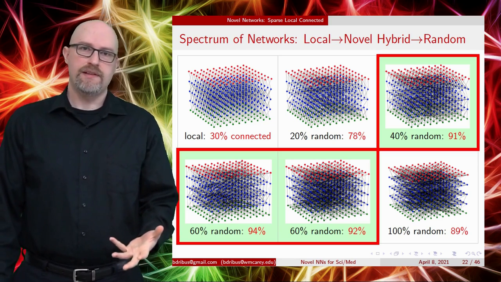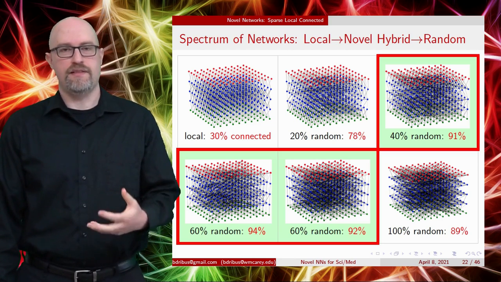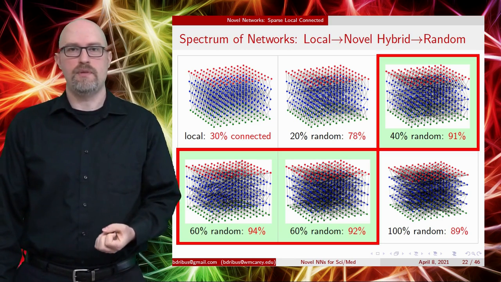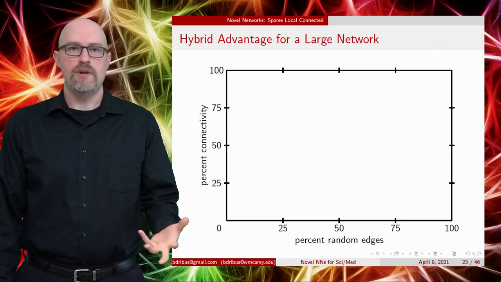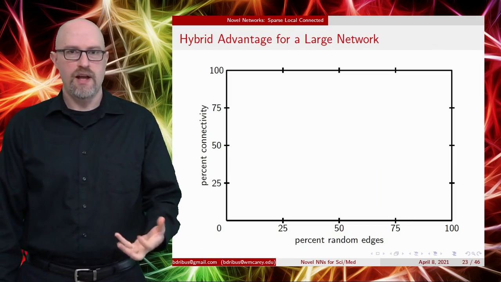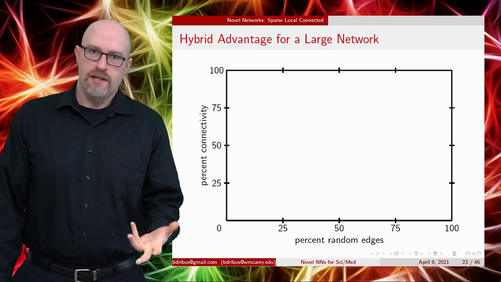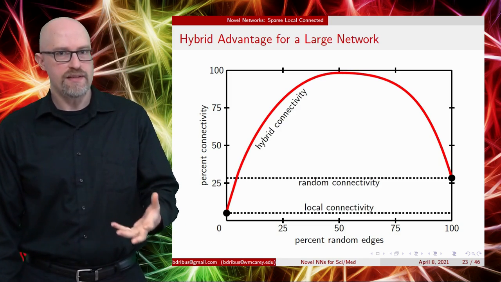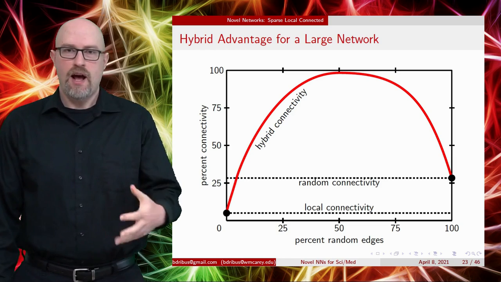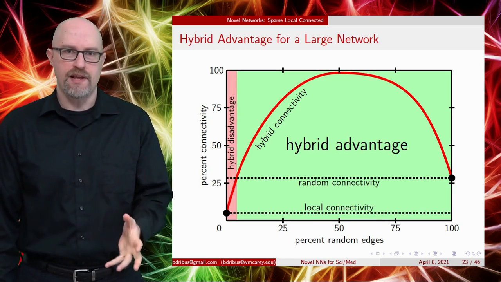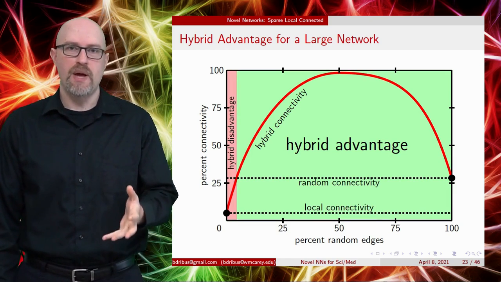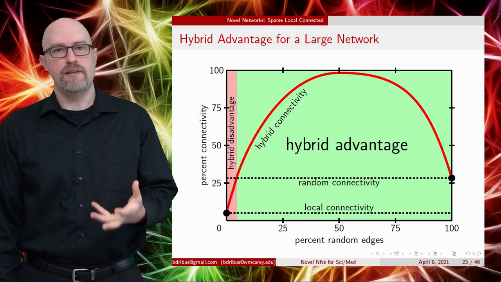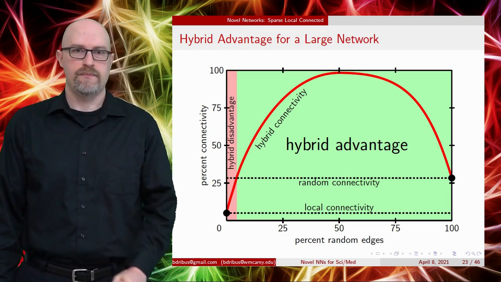Of course, the networks in our example are unrealistically small for most real data problems. Does hybrid advantage also occur for larger networks? Well, fortunately, hybrid advantage actually increases for large networks, so that hybrid networks with just a small percentage of random edges can be much better connected than corresponding local or random networks.